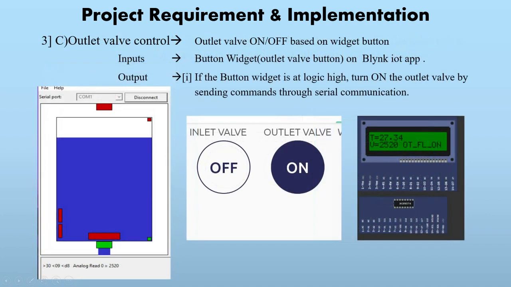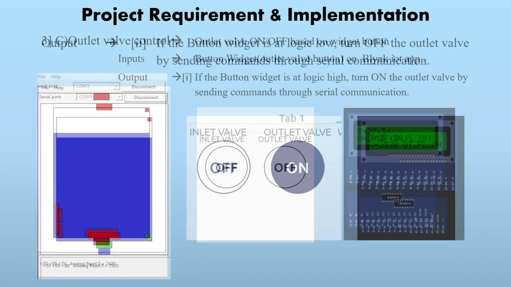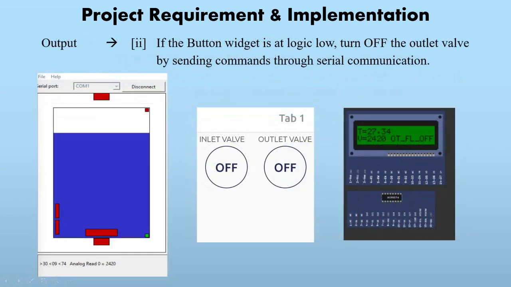The next requirement is for the outlet valve. We completed the inlet valve. For the outlet valve, we see the outlet valve is on, the water starts flowing outside, and we can see outlet flow on, and the volume is 2520 now. Now if the button widget is logic low, which means the outlet valve is off, the flow stopped, and we can see outlet flow off, and the flow has been stopped right here.